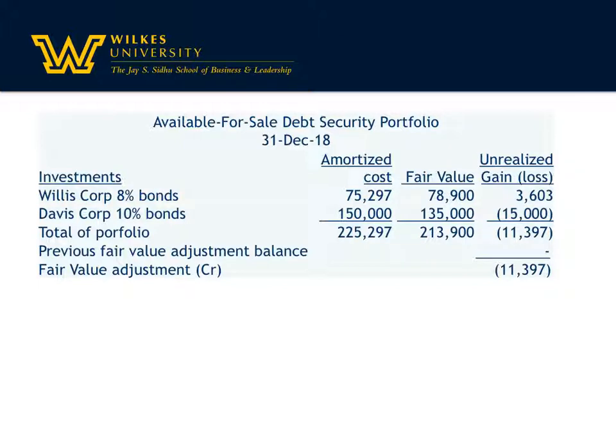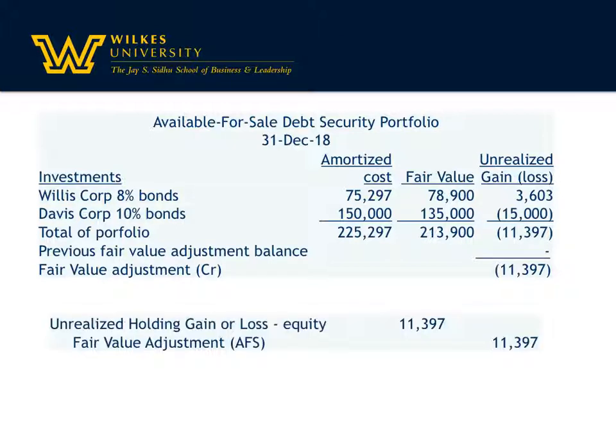And therefore, we need to make an initial adjustment because we need to make the balance in the fair value adjustment account $11,397, and it's got to be a credit because we're going to be debiting the unrealized holding gain or loss. So when you think about what you're doing, you're debiting your losses and you're crediting the gain. So you debit the unrealized holding gain or loss, and you're going to credit the fair value adjustment to balance it out. So this is what your entry looks like.